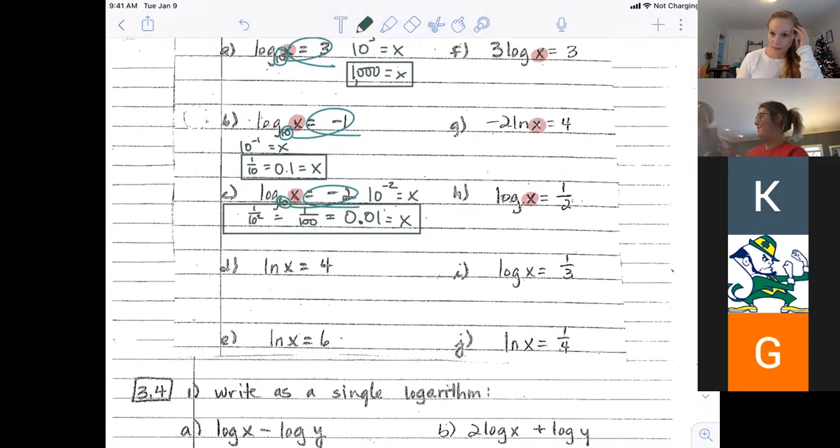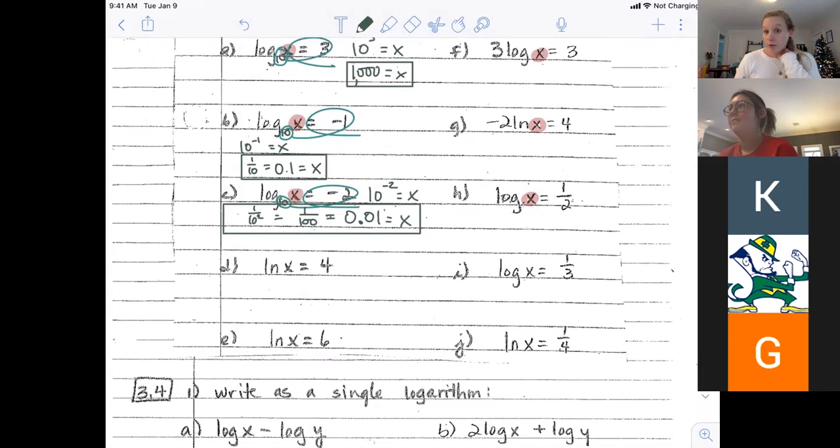Questions so far? Okay, keep rolling. I'm sorry, I just had a quick question. Go ahead. In this scenario, do you always have the little one in the circle as 10? Yes, because there's no base written right now. Oh, the base. Okay, got it.